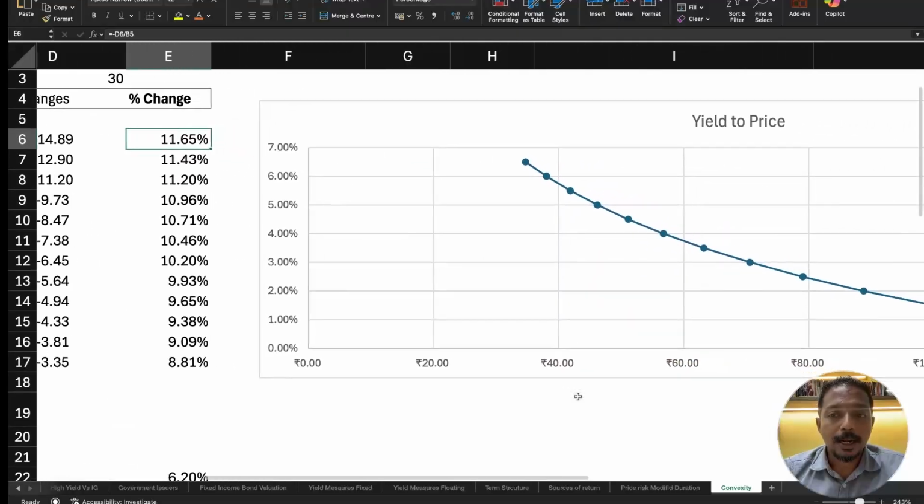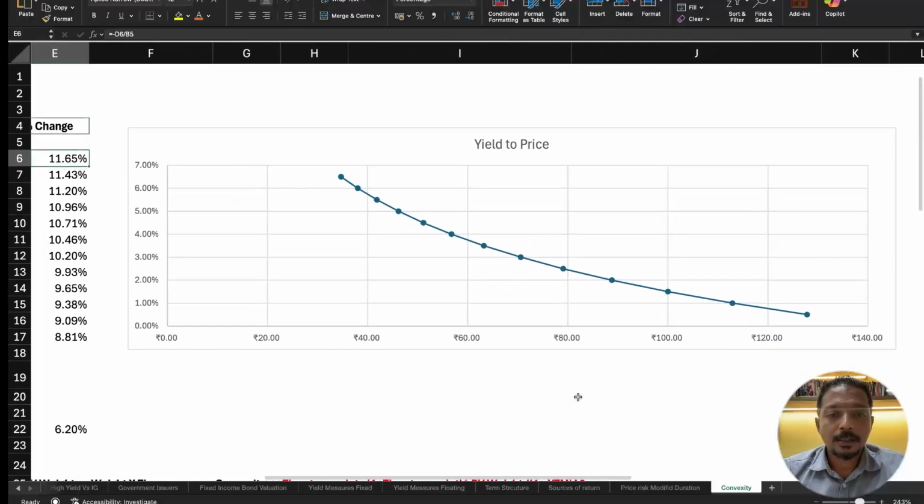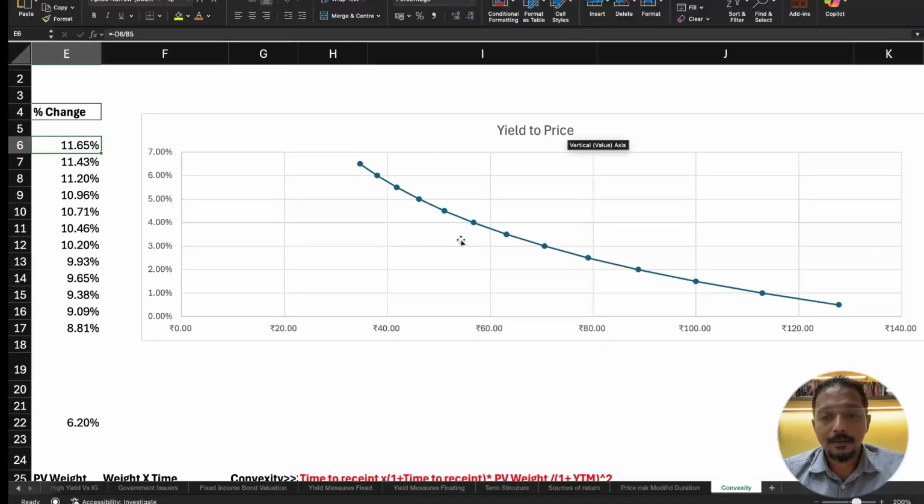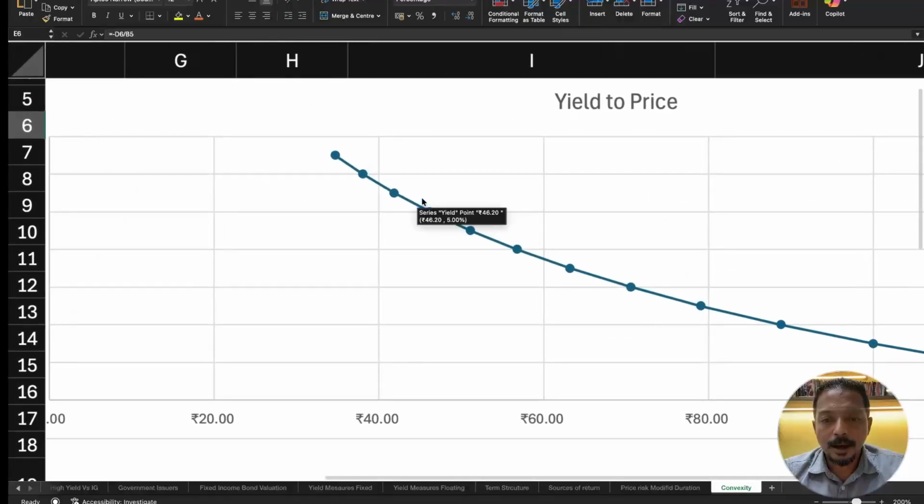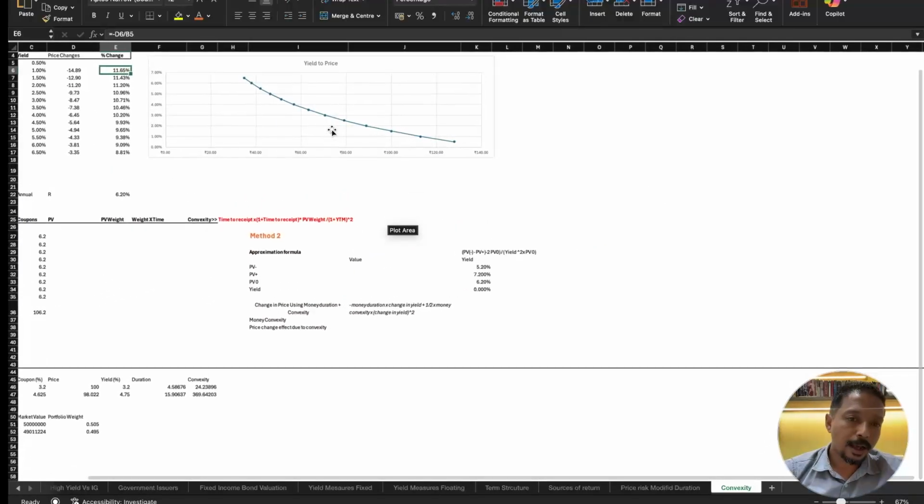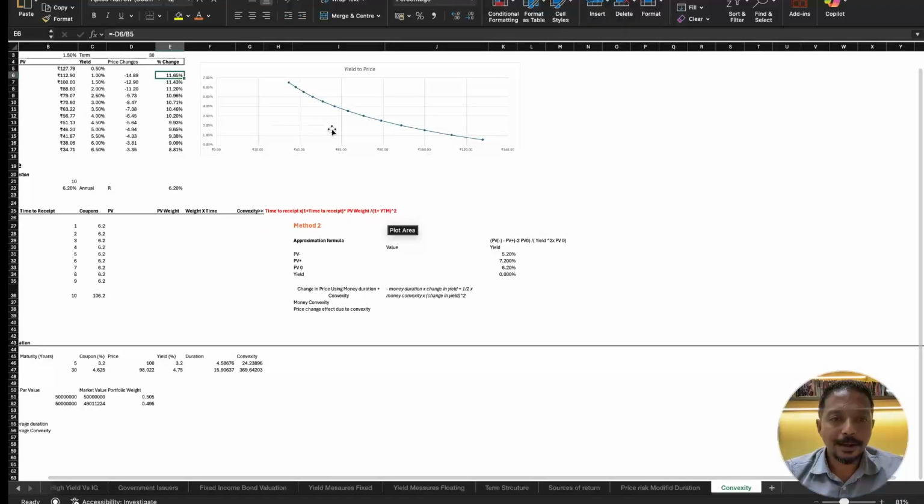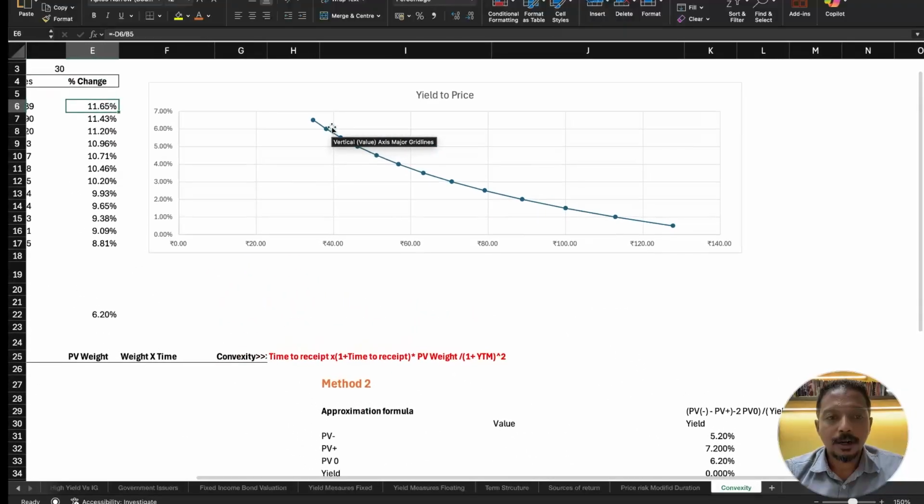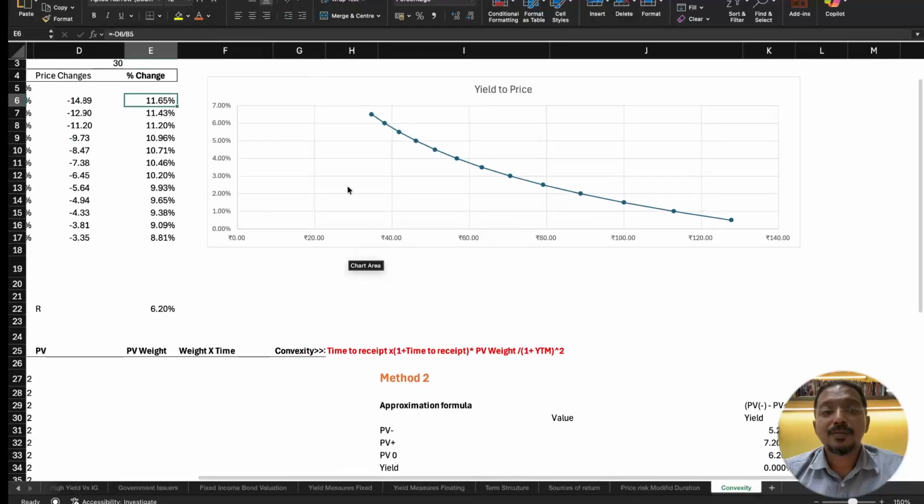So we come to the right side and you see that this curve is not a straight line. If you zoom out and look from far away, you can clearly make out this is not straight. And this curvature is what is called convexity.